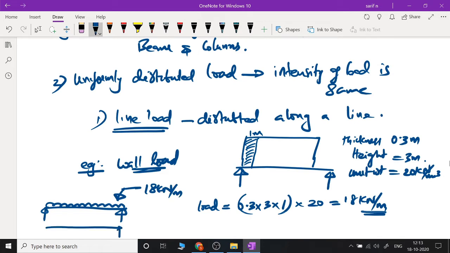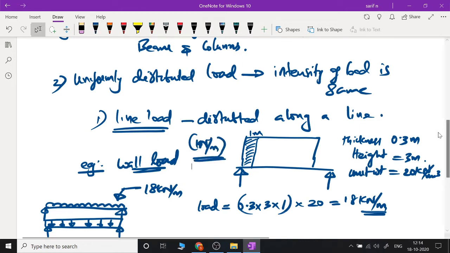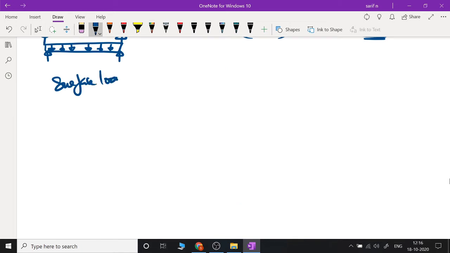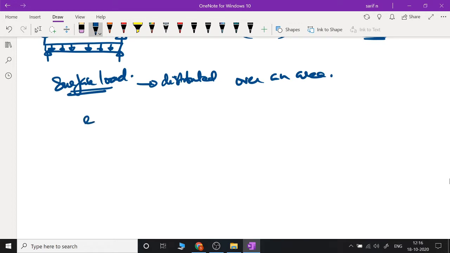Another way of representing it is in this manner also. You may represent a uniformly distributed load. So basically what you have to remember is that uniformly distributed line loads will have a unit in kilonewton per meter. The second type is distributed surface load. Now when we say surface load, it means that it is distributed over an area.